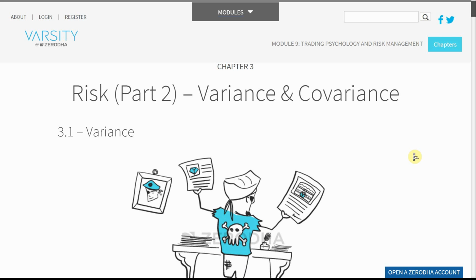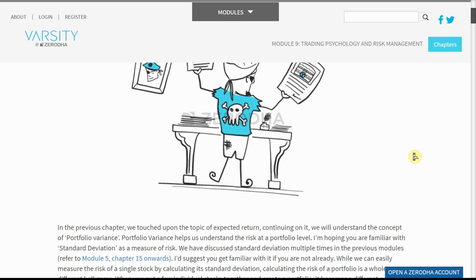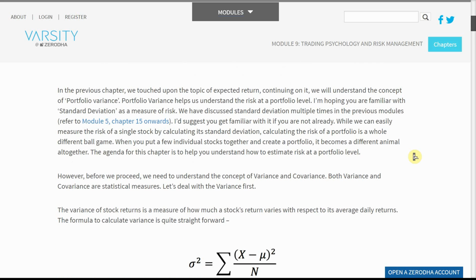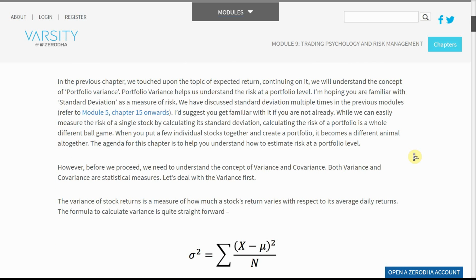Chapter 3. Risk Part 2, Variance and Covariance. 3.1 Variance. In the previous chapter, we touched upon the topic of expected return. Continuing on it, we will understand the concept of portfolio variance. Portfolio variance helps us understand the risk at a portfolio level.